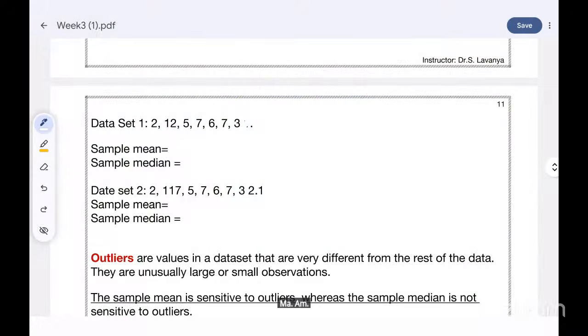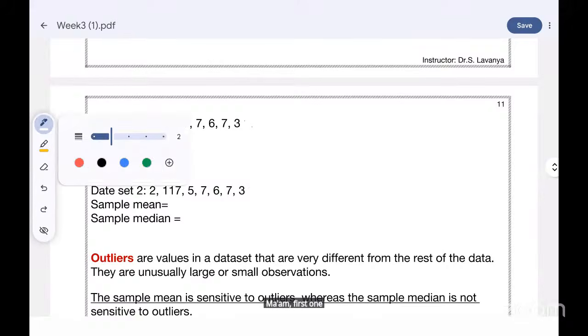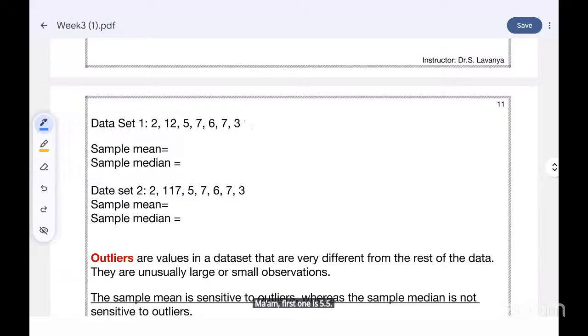Median is 7. Data set 1. Ma'am, first one is 5.5. Ma'am, mean is 5.375 and median is 5.5. So note that there was some error, some unnecessary values were there. I have removed it. Median is 5.5. Okay. First one. Mean is 4.2.